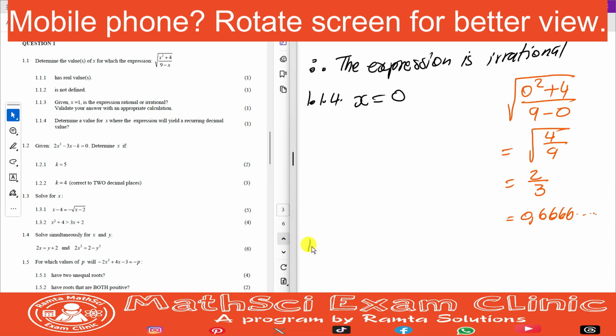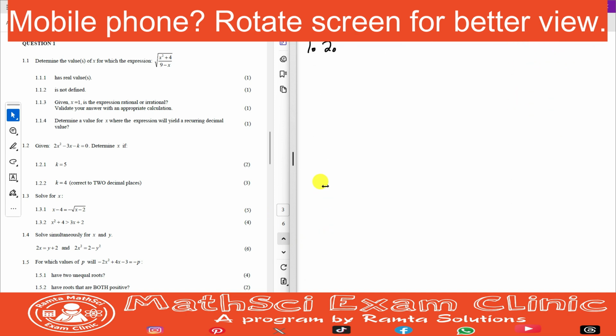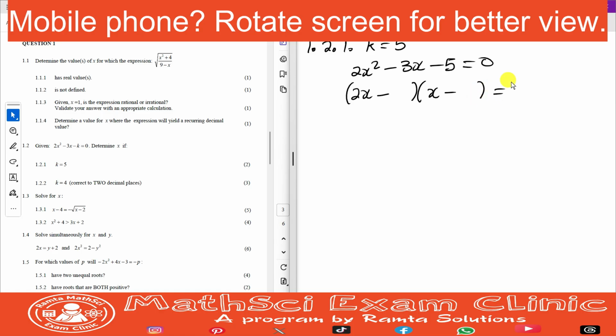Now let's go to 1.2. 1.2 says, given 2x squared minus 3x minus k equals 0, determine x. 1.2.1, when k equals 5. This then becomes 2x squared minus 3x minus 5 equals 0. It seems like this is easy to factorize. So open bracket, 2x minus, leave a space, close. x minus, leave a space, close, equals 0.